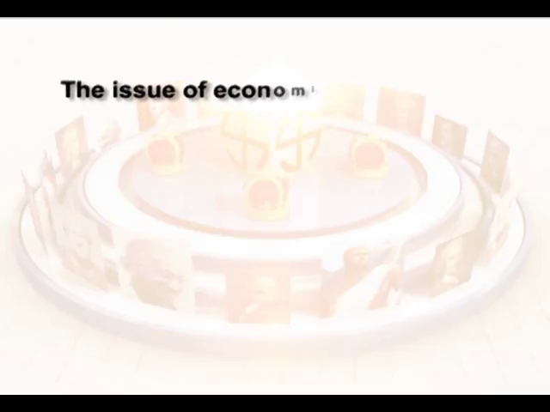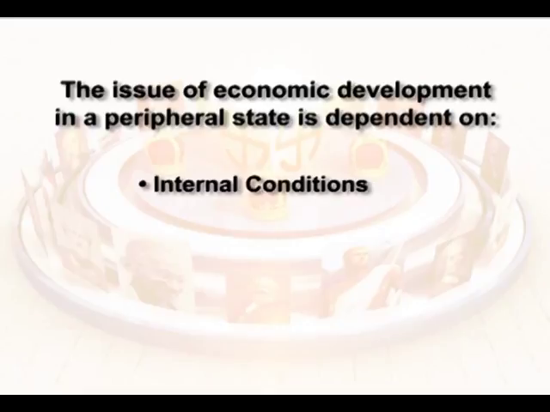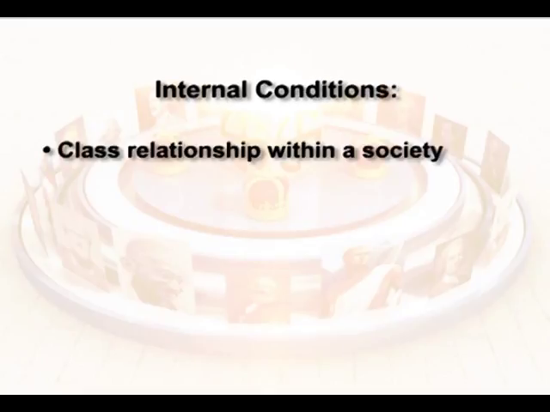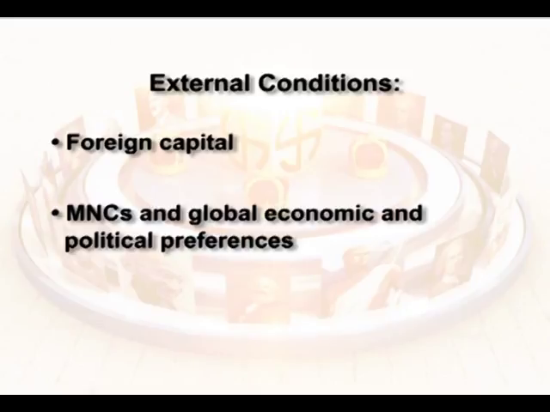The issue of economic development in a peripheral state is dependent on several conditions, internal and external. Internal conditions are the class relationship within a society, country's history, and present political system. The external conditions comprise the presence of foreign capital, multinational corporations, and global economic and political preferences. National governments of peripheral states have very little control over the internal and the external conditions.